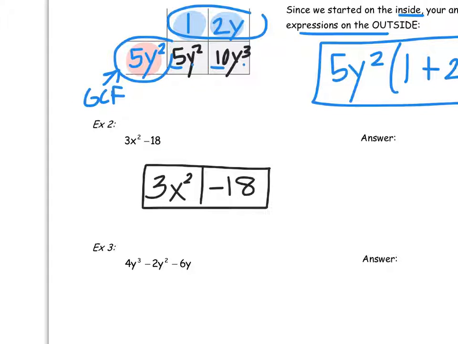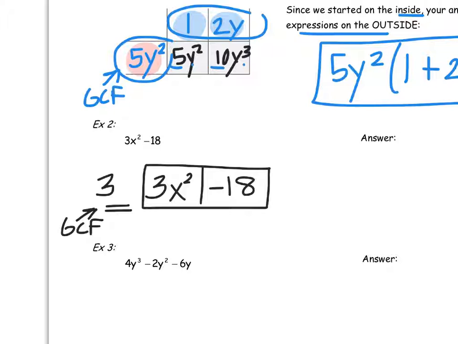And I want to think right here about what the GCF is. The GCF is the biggest number that divides into both of these. So I have a 3 and an 18, a negative 18. So it can't be any bigger than 3. It has to divide into 3. And 3 actually does divide into 18. So I'm going to put the number 3 here. That's the biggest it can be.